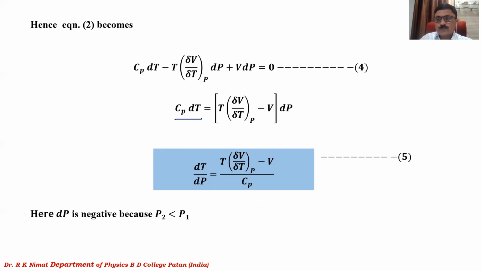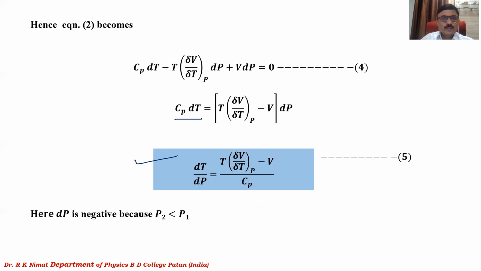because we know that the change in temperature is proportional to the change in pressure in the Joule-Thomson effect. So you can write dT divided by dP is equal to T (∂V/∂T) at constant P minus V, all divided by Cp. This is the expression that gives the mathematical equation to study the Joule-Thomson effect.